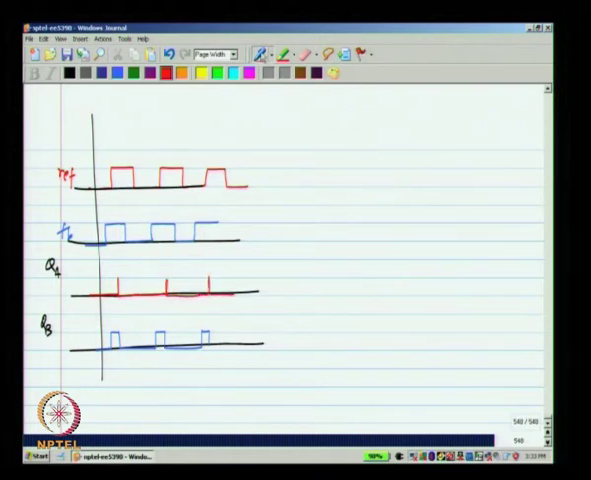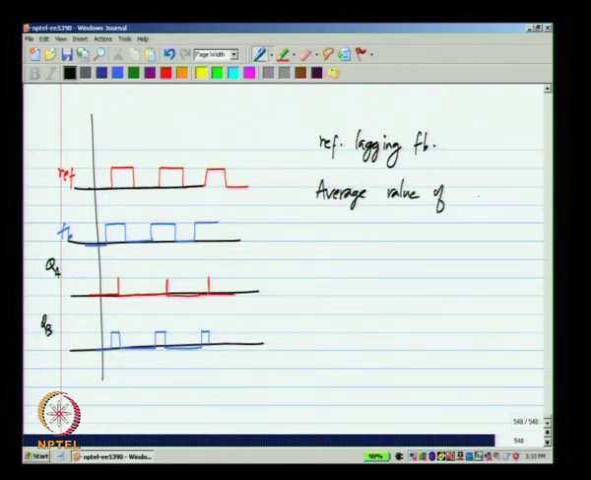Something like that. In this case, I have shown reference lagging the feedback. In this case, the average value of QB gives the phase difference.